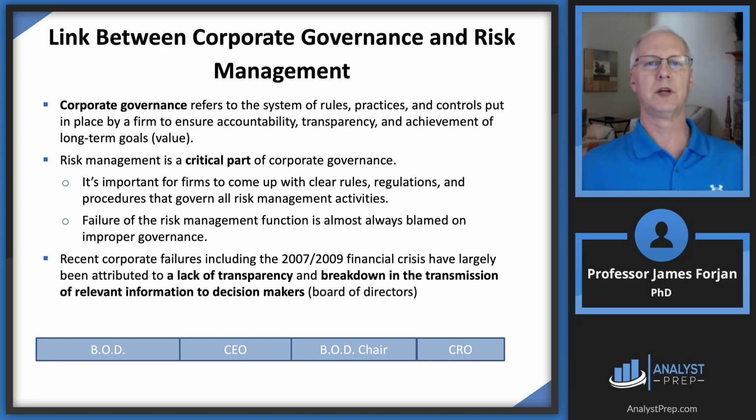Let's look at the link between corporate governance and risk management, that first learning objective. Corporate governance refers to a system of rules and practices that are in place by the business's leaders to ensure things like accountability and transparency. And then, of course, the goal of any business is to maximize shareholder wealth, and that means doing such things that will maximize shareholder wealth in the long term. That's why value there is in parentheses.